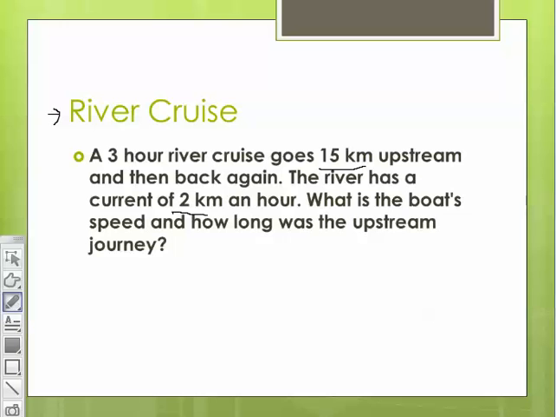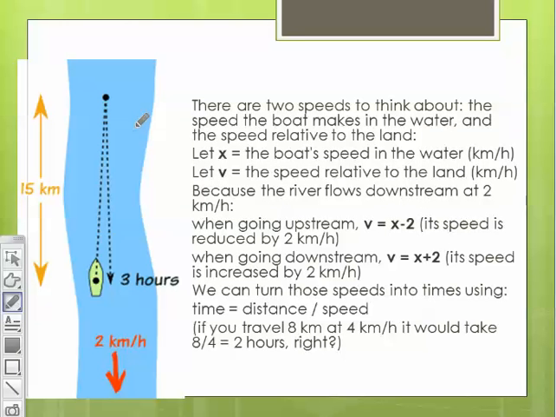You know what? I like to look at this a little bit graphically. So here we got a boat. See my little boat here? And it's going to go 15 kilometers upstream and it's going to come back downstream. And it's going to take them 3 hours to do this. Okay? And we know the river is flowing at 2 kilometers an hour. So there are two speeds that we have to worry about here. We have the speed of the boat going up and the speed of the boat coming back. But in actuality, it's just one speed.